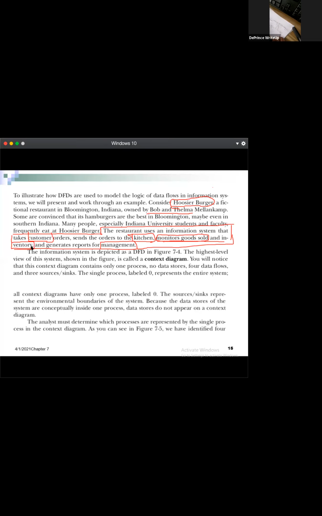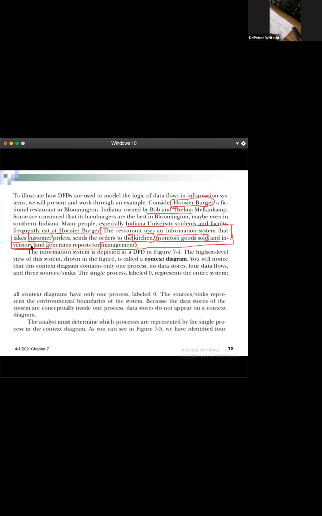So what's the difference between goods sold and inventory? For goods sold, every day you want to know how many things you sold, right? And obviously for your inventory, you want to know how much goods is left, because you don't want customers to come and then you are out of stock, right? So you monitor the goods sold, and you monitor the inventory, okay?